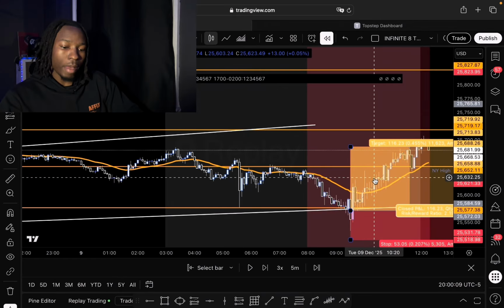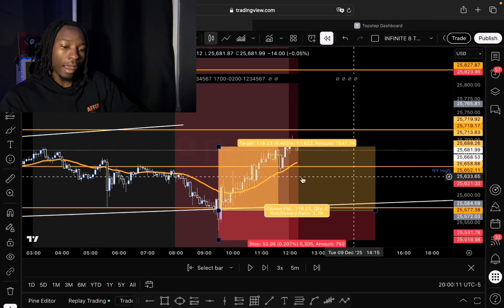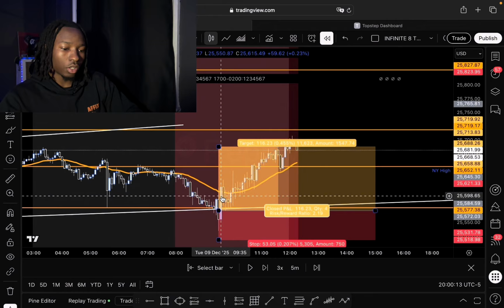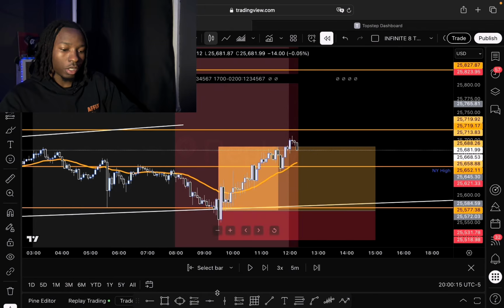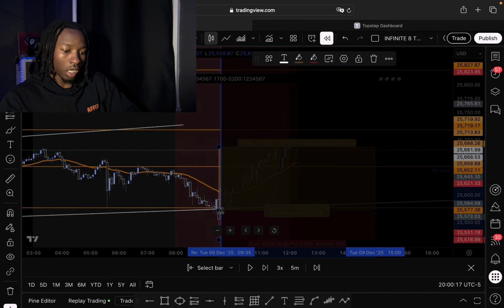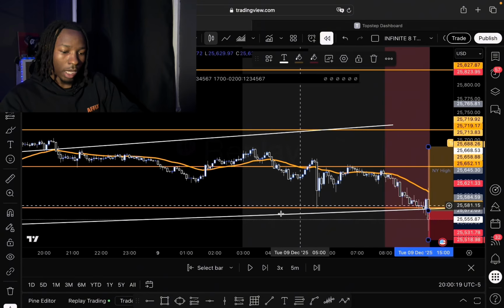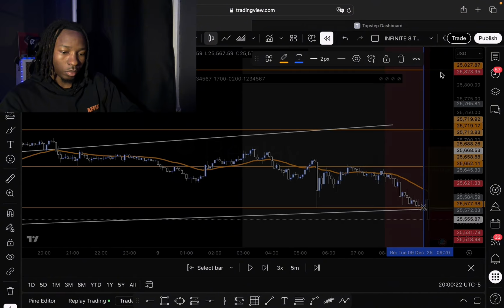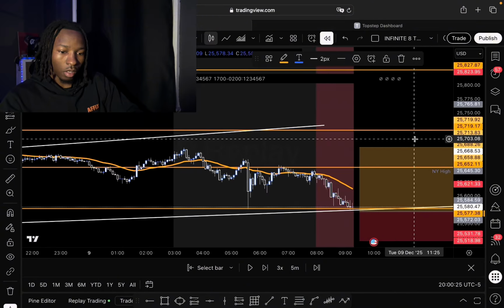So we're going to go all the way back to Tuesday. This is the trade that I caught on Tuesday using US30 as a leading index. So let me go ahead and back it up to 9 a.m. Back it up a little bit more. Okay. So boom.